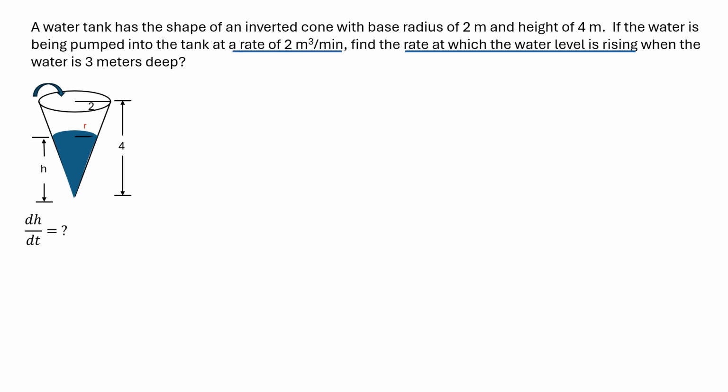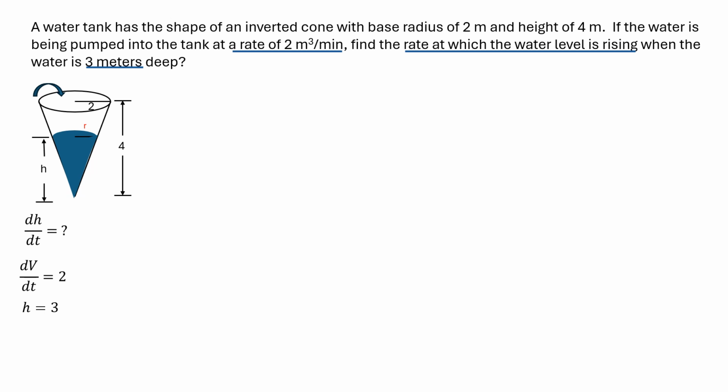Also, it mentioned that the rate at which the water is pumped into the tank is 2 cubic meters per minute. Therefore, the rate of the volume is positive 2. We are going to write that as dV/dt. It also mentioned that at a specific instance in time, the height of the water is 3 meters. Therefore, h is equal to 3. We are interested in that moment when h is 3.